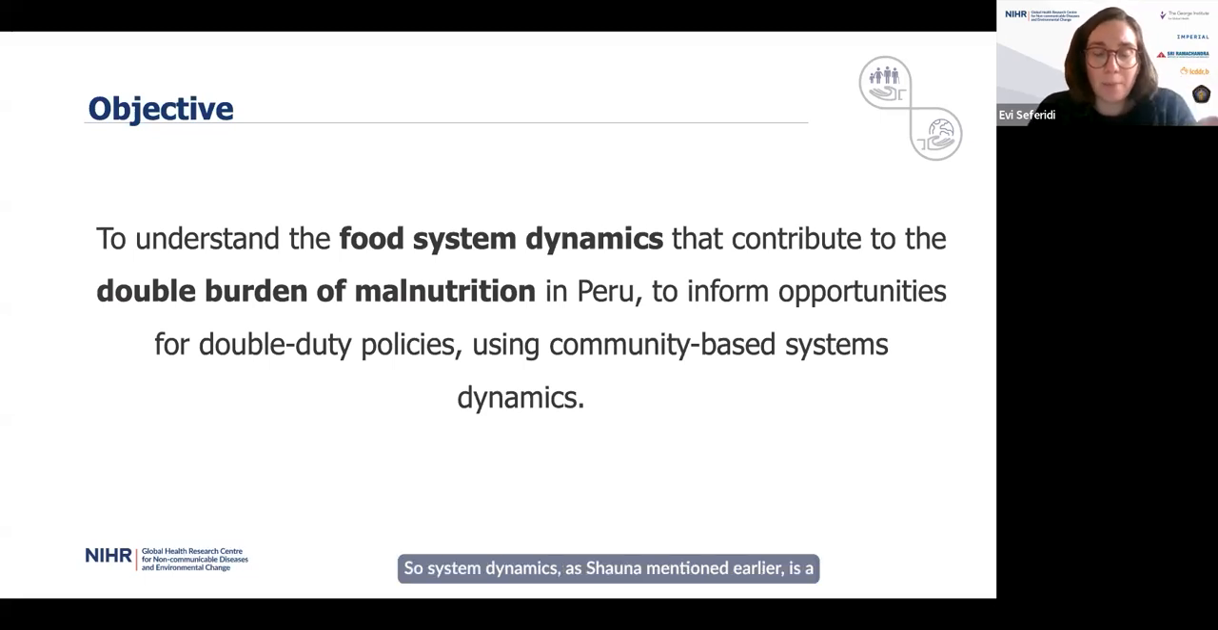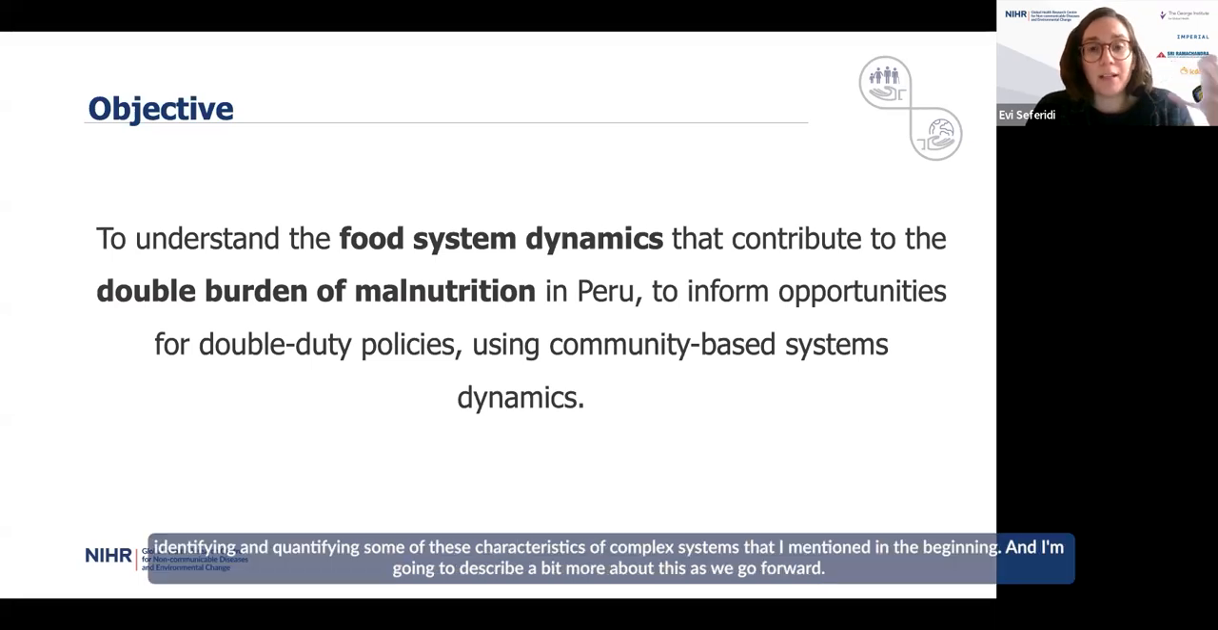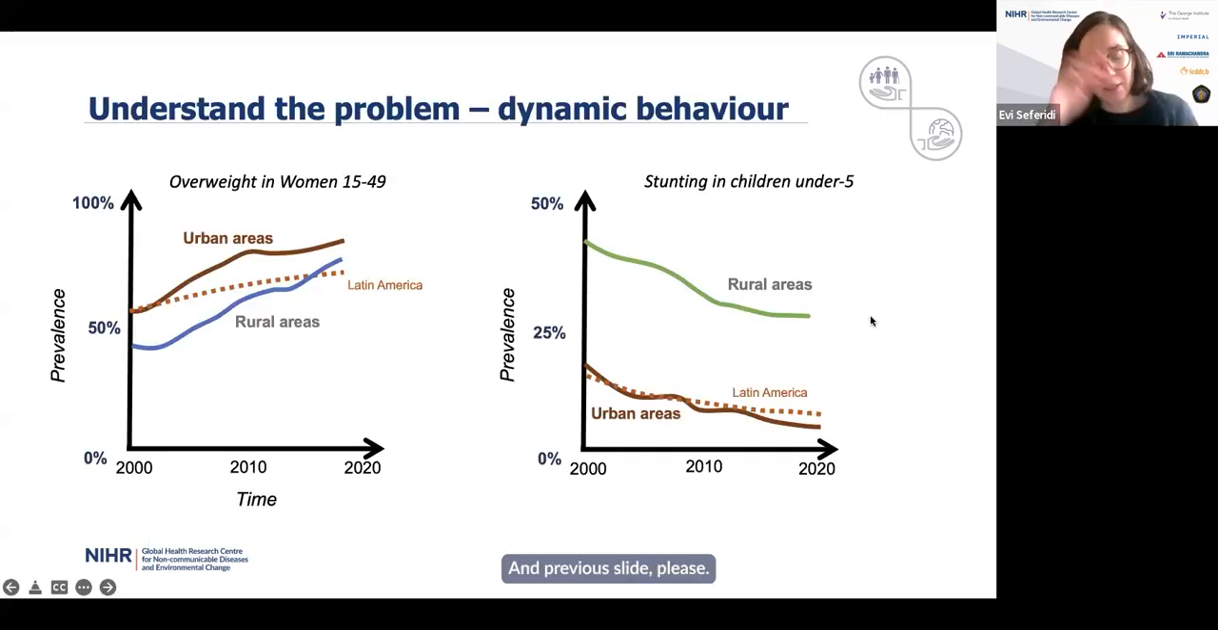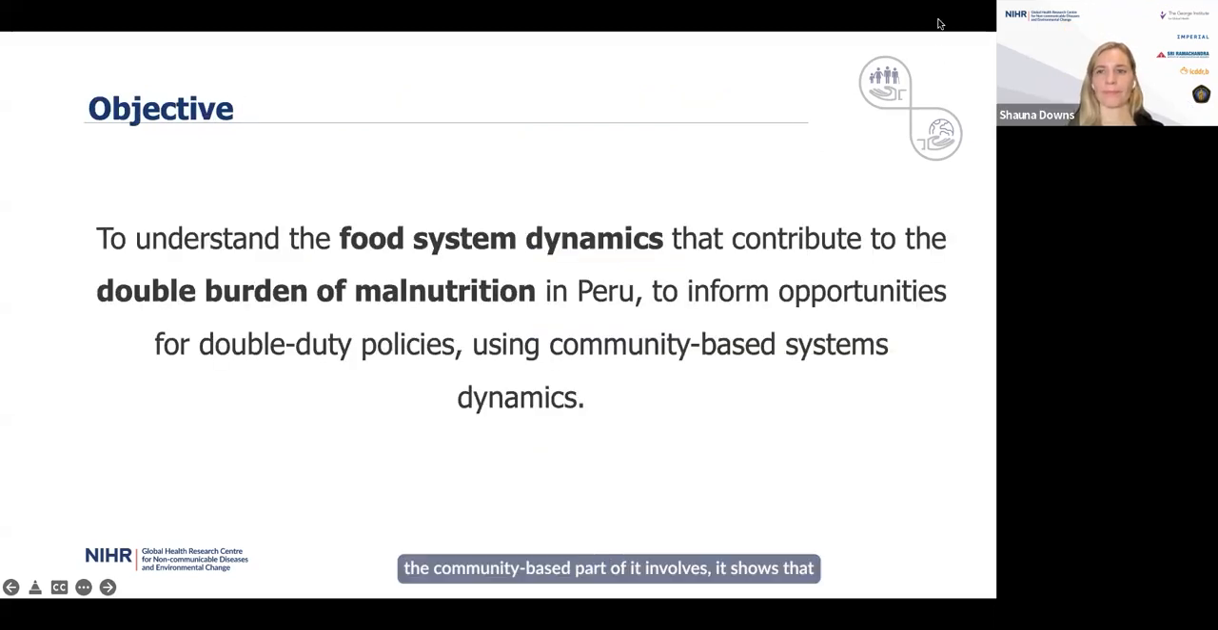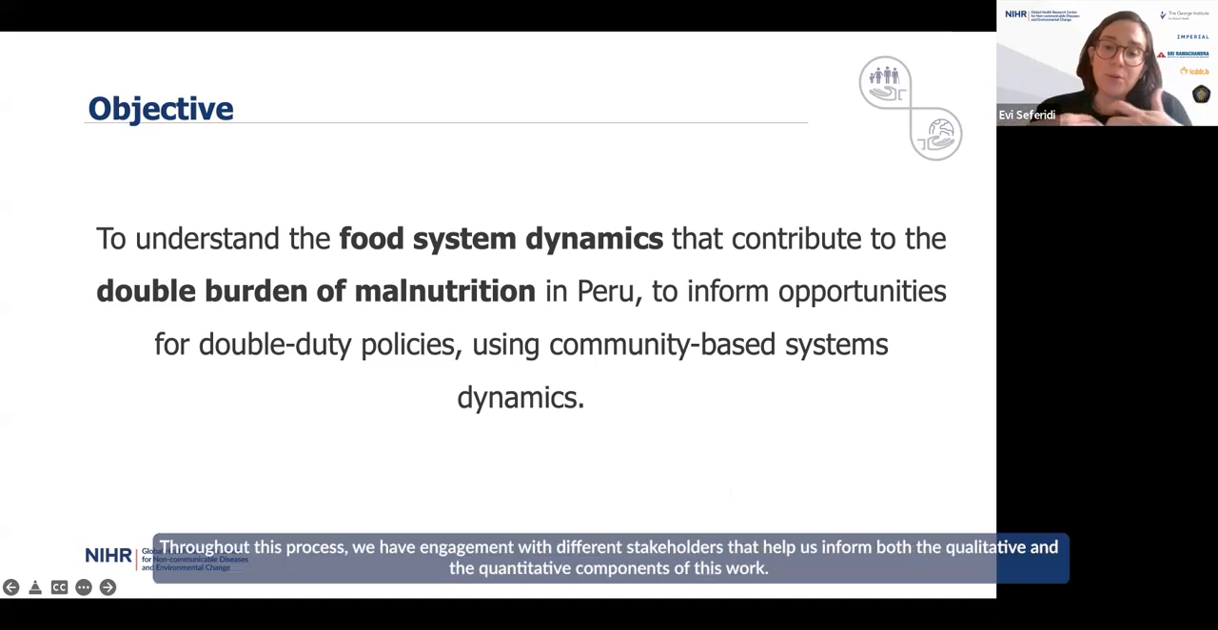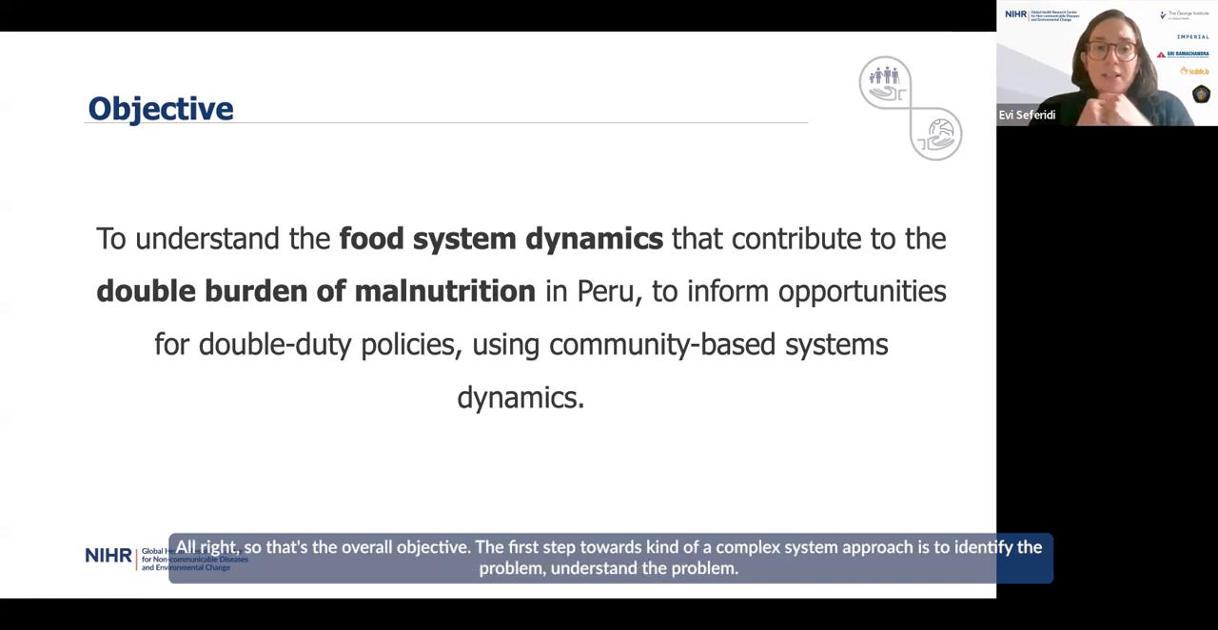So system dynamics, as Shona mentioned earlier, is a mixed method, with qualitative and quantitative components, to explore complex systems by acknowledging, identifying and quantifying some of these characteristics of complex systems that I mentioned in the beginning. And I'm going to describe a bit more about this as we go forward. Previous slide, please. The community-based part of it shows that throughout this process, we have engagement with different stakeholders that help us inform both the qualitative and the quantitative components of this work. All right, so that's the overall objective.